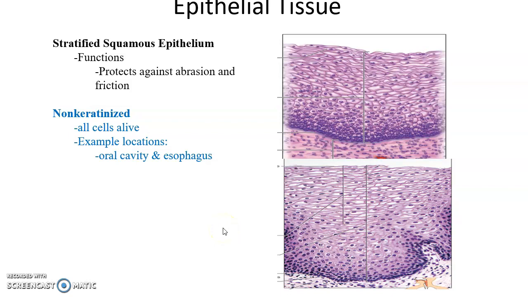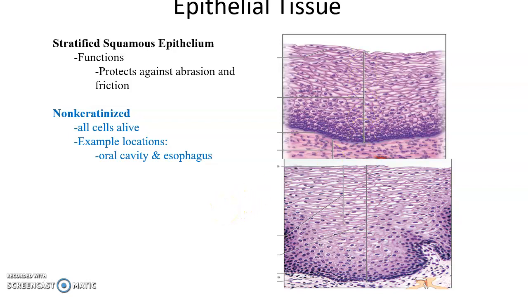Moving on to stratified squamous epithelium. Stratified, so many, many layers. When you look at the layers near the surface, near that open space, you see they are very flat, making it squamous. So stratified squamous epithelium helps to protect underlying tissues from abrasion and friction. So things can rub up against this tissue. You might lose a few cells on the top, but it doesn't matter because you have all these layers to protect.